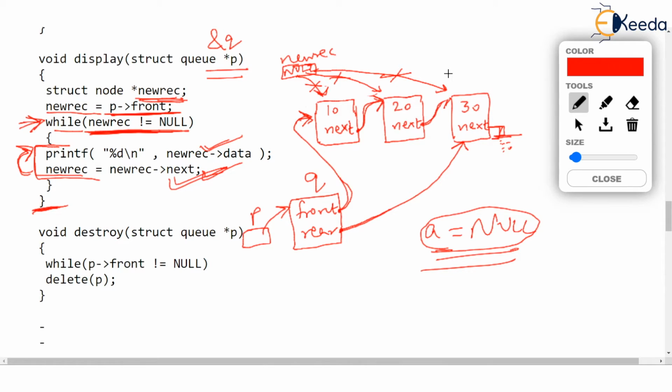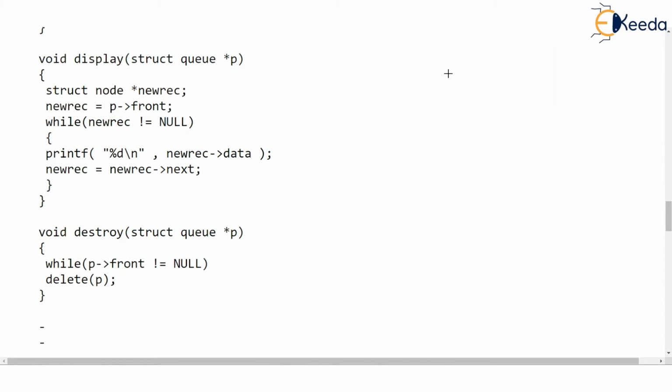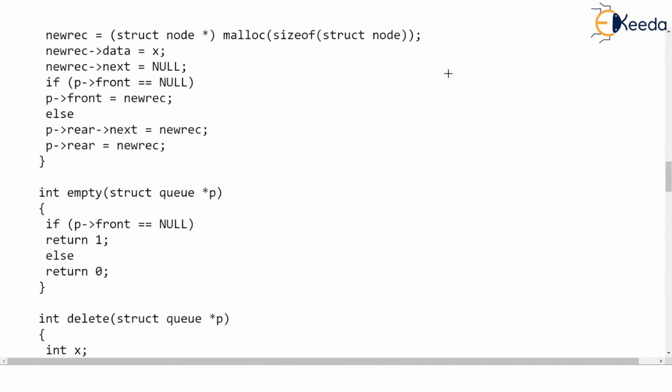After the display function, I have written destroy, but just as in the previous videos I said, this is not important. I just wrote it. The delete function will delete only one node at a time. In the previous video, we saw how to delete one node. But destroy will instantaneously delete all the nodes and make the queue empty. That's a very dangerous operation actually, isn't it? But you just go through this taking interest. I'm not discussing the destroy function.